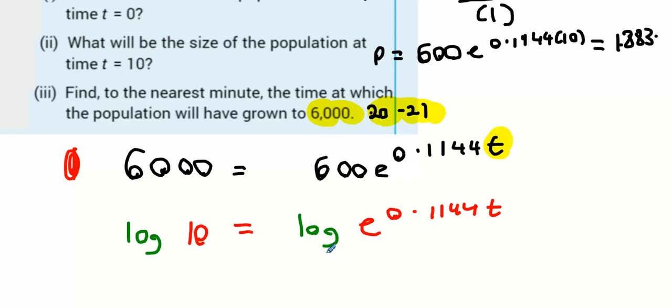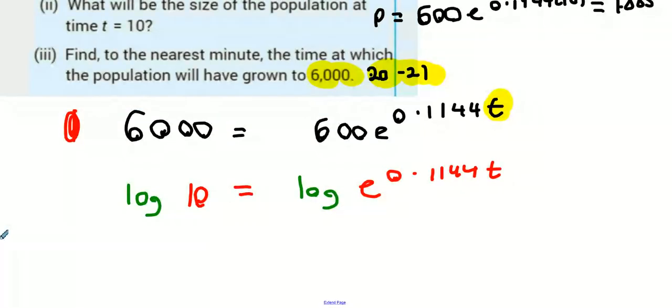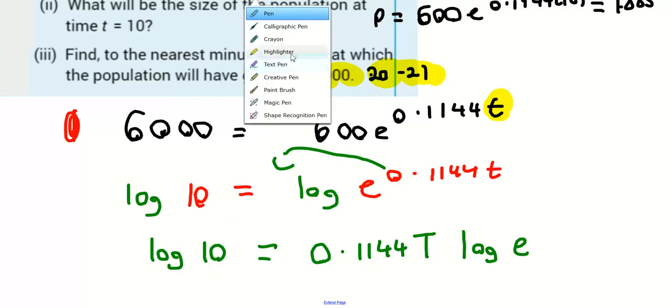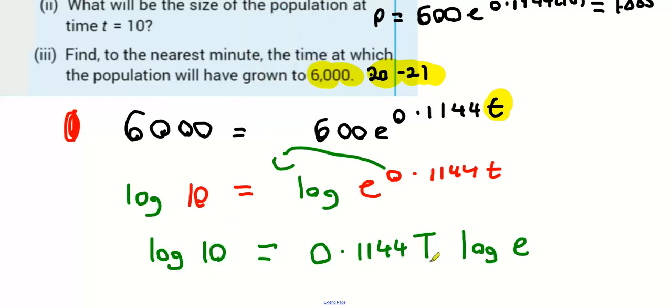Now, here's what we're going to do. Ready for this? Okay. Bring the power to the front using the power rule. So what is it? 0.1144t. I was going to use a capital T just because it looks different from the number 4. Okay, log e. Is that okay? And this is log 10. Now, what's preventing that t from being on its own? And what else is preventing it from being on its own?